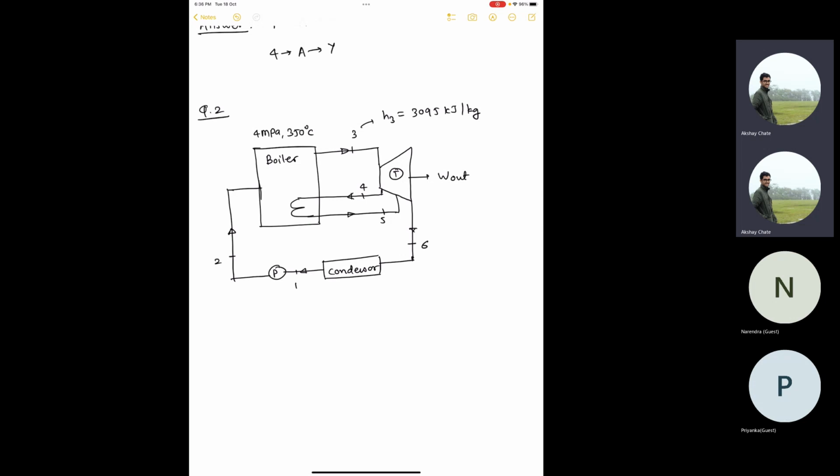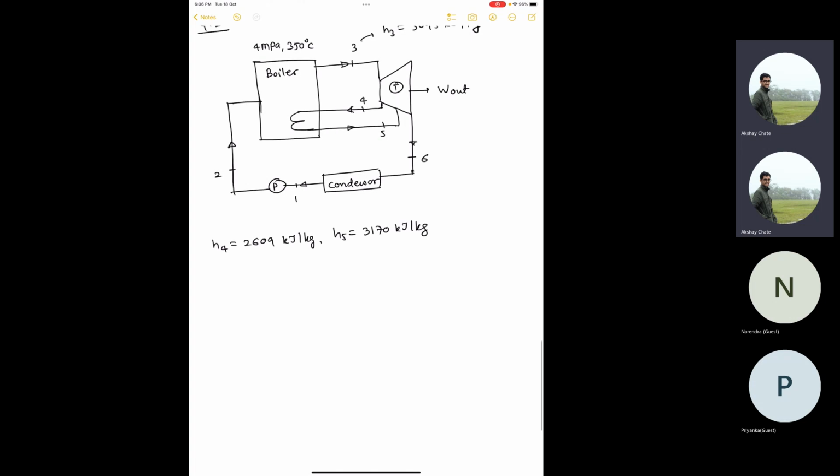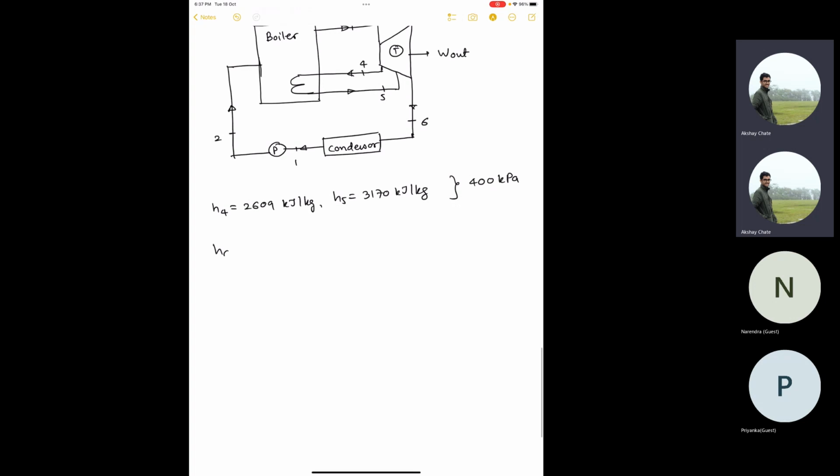Then it is given that after expansion in the turbine to 400 kilopascal, the steam is reheated to 350 degrees Celsius. So basically, the H4 value is given directly in the question itself as 2609 kilojoule per kg, and after it is heated to 350 degrees Celsius in the boiler, H5 is 317 kilojoule per kg, and then expanded in a low pressure turbine to 10 kilopascal. So this happens at 400 kilopascal, and H6 is given as 2165 kilojoule per kg. This is at 10 kilopascal.